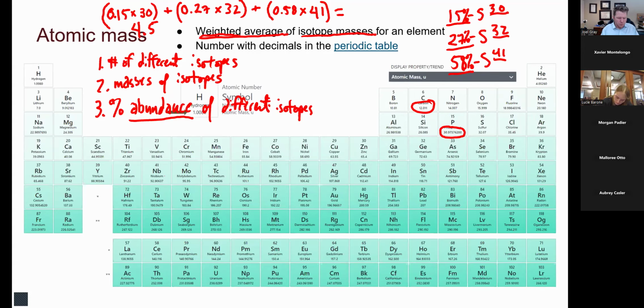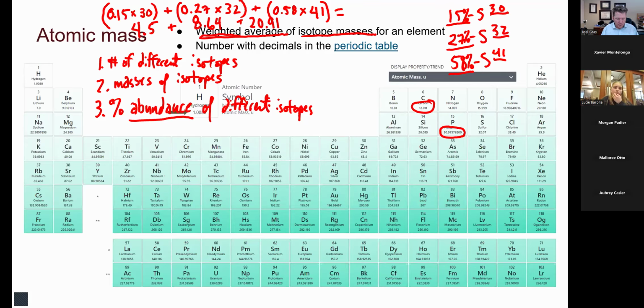0.27 times 32. That gives me 8.64. Last but not least is the 0.51 times 41. And that is 20.91. So I have those three numbers, and I'm going to add them up.